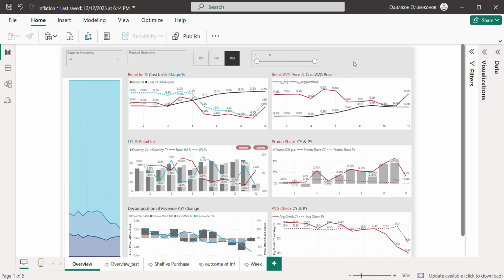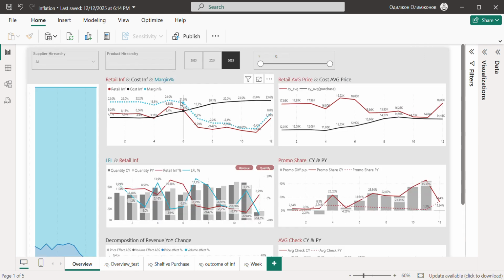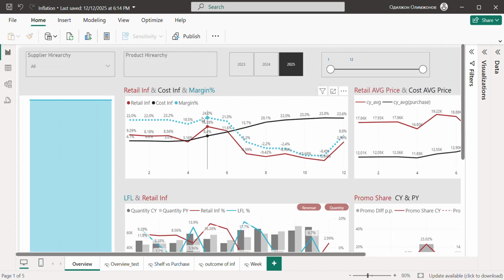That's the inflation dashboard that I built to analyze the reasons of inflation as well as effects of inflation. So let's see what kind of insights we can get from this dashboard. So first visual is the correlation of three lines. So what are those three lines?